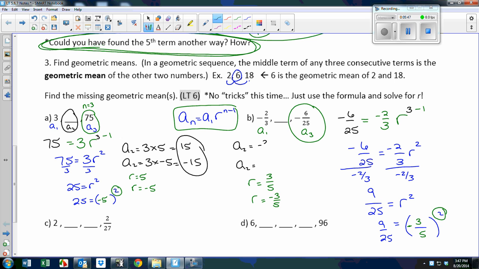The first, negative 2/3 times the r, 3/5. You'll notice the 3's will reduce to 1 on the diagonal there, and you get the answer negative 2/5. The second answer, negative 2/3, the first term, could be multiplied by the other r, negative 3/5. And here the 3's again will cancel, leaving you with 1/1. But now you have negative 2 times negative 1 in the top, so positive 2, and 1 times 5, 5. So you have two options for the geometric means, negative 2/5 and positive 2/5.